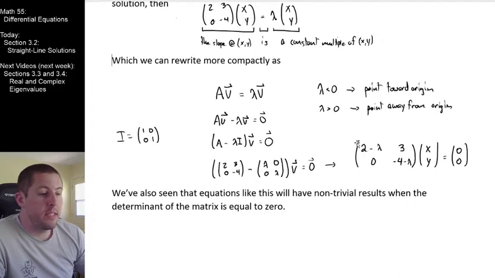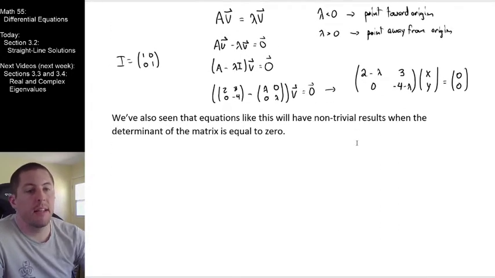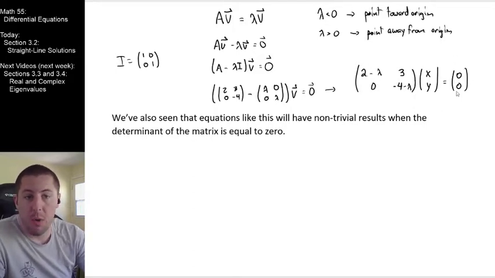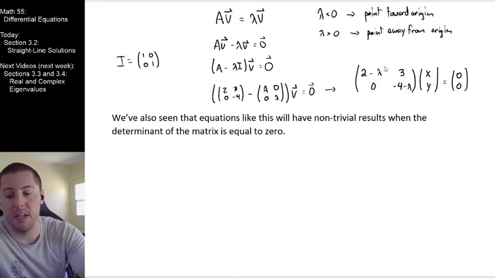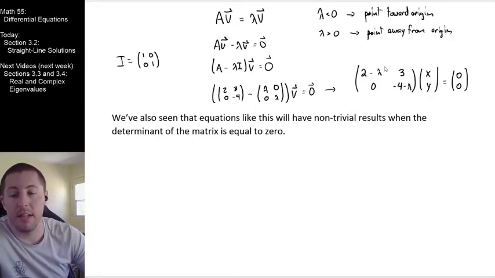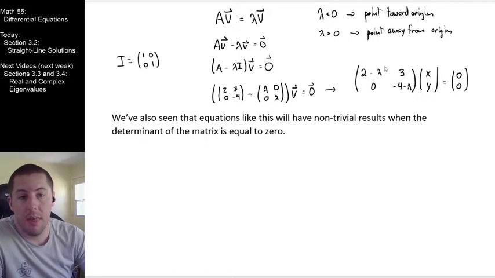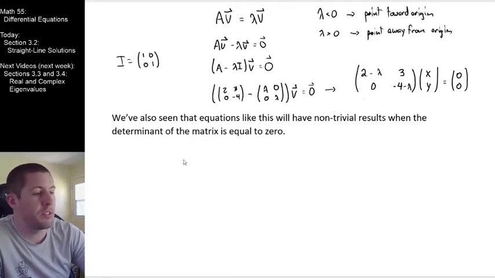So what did we say in the last video? Well, what we said last video is that when we're in this solving scenario, this system of equations will have non-trivial results when the determinant of this matrix is equal to 0. So I'm going to set the determinant of this matrix equal to 0 and solve, and we're going to be able to identify the values of lambda that make this a true statement.